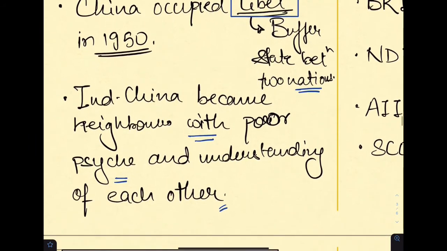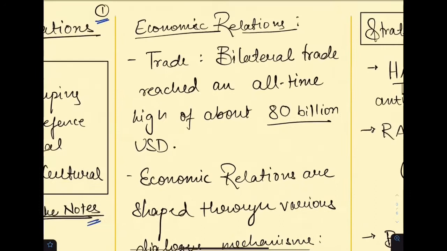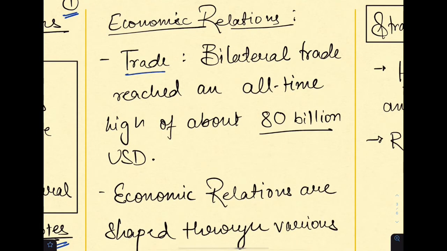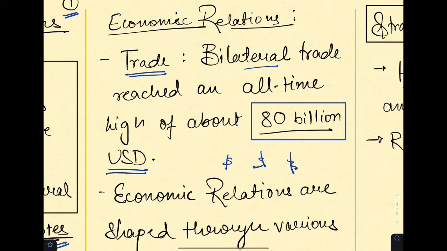Then now we are going to look at the 5 themes that we have talked about. First theme is economic relations. First, trade. So bilateral trade, you can talk about bilateral trade, which has reached an all-time high of about 80 billion dollars. Whenever you write dollars, don't use this sign. In the heat of the moment it becomes like this or like this or this. So do use USD. It's more formal and it's easier to write USD. Okay.